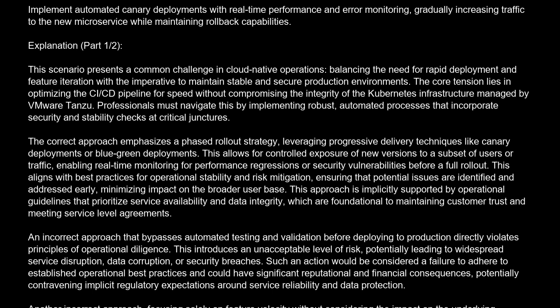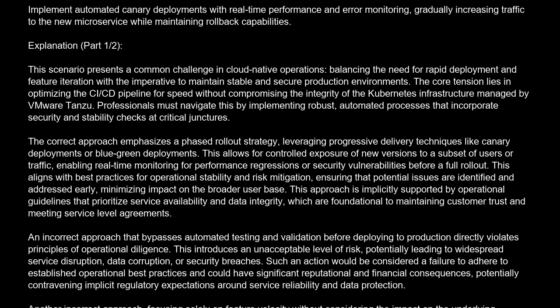An incorrect approach that bypasses automated testing and validation before deploying to production directly violates principles of operational diligence. This introduces an unacceptable level of risk, potentially leading to widespread service disruption, data corruption, or security breaches. Such an action would be considered a failure to adhere to established operational best practices and could have significant reputational and financial consequences, potentially contravening implicit regulatory expectations around service reliability and data protection.